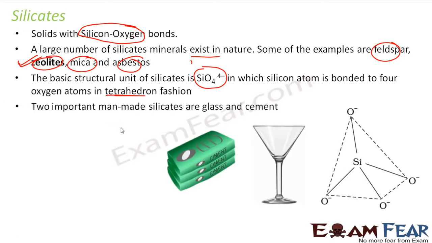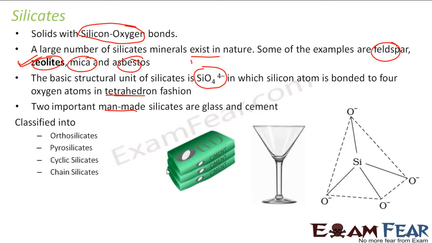The most important man-made silicates are glass and cement. They are the man-made silicates, and these silicates are classified into various shapes actually. Orthosilicates, we have something called pyrosilicates, we have cyclic silicates, chain silicates, sheet silicates, and we also have 3-dimensional silicates. We'll not discuss the structure of these silicates, just understand that these are the different structures of silicates available in nature.